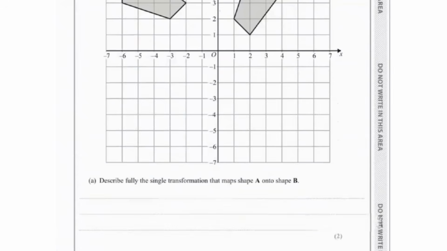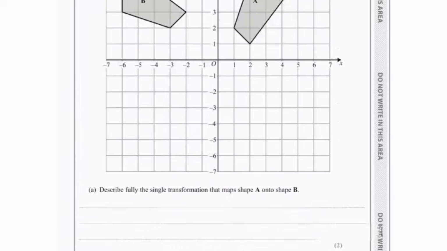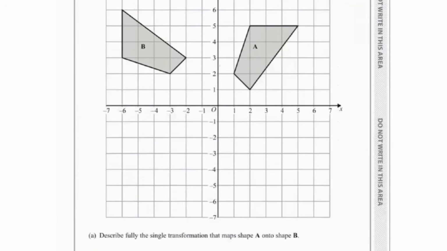Then we have transformation of shapes. Describe fully the single transformation that maps shape A onto shape B. We know it's not a translation because the direction of the shape has changed. It's not an enlargement because the size is the same. It's not a reflection as well. So the only thing that's left is rotation.